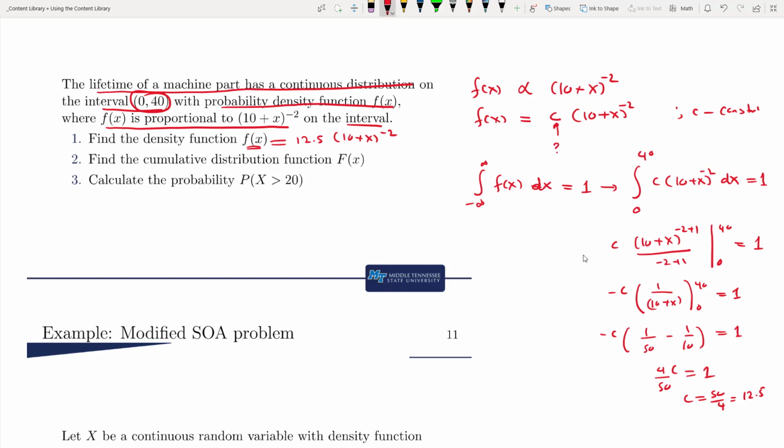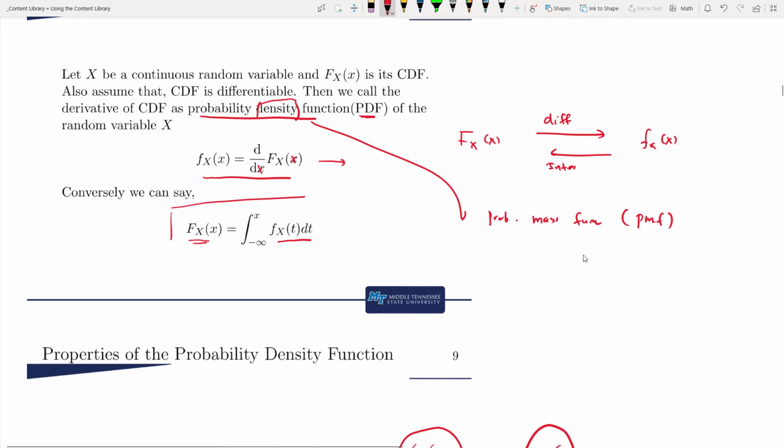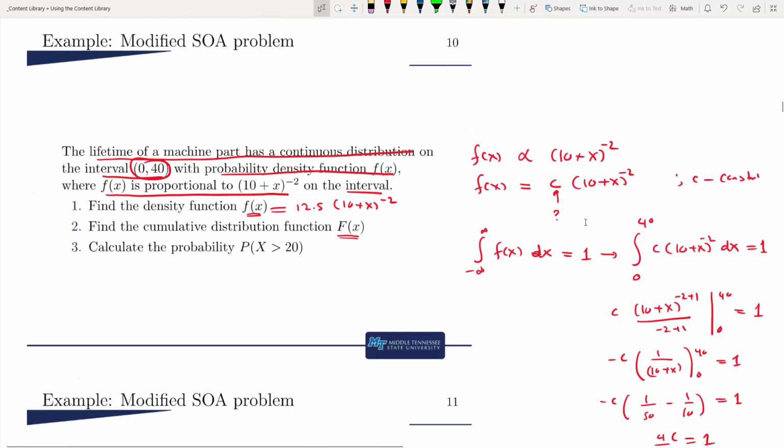Find the CDF. If you go back to the formula, you can see the CDF is defined using this formula. So this goes from 0 to some t. I'm assuming t is less than 40. If it is more than 40, then it should be 1. So let me first write it this way.